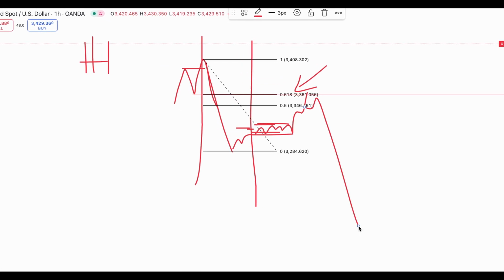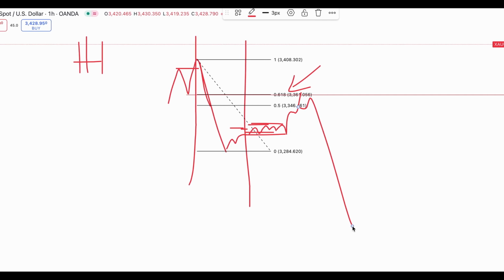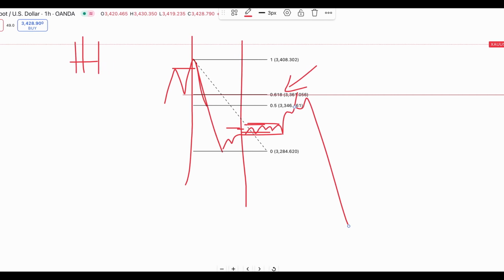Then we wait for another day of drop. Very simple strategy that you can actually use to trade gold.